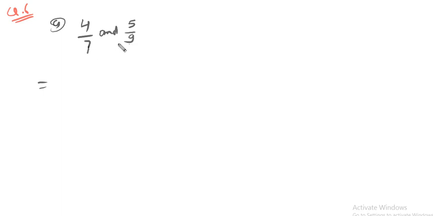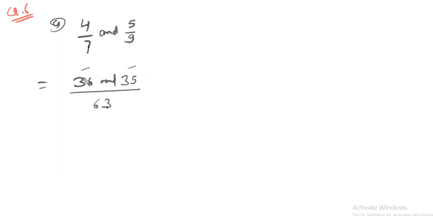First take the LCM of these two denominators. So the LCM of these two is: 7 9s are 63, 9 into 4 is 36, and write down here, and 9 7s are 63. 7 5s are 35. So which one is greater out of these two?